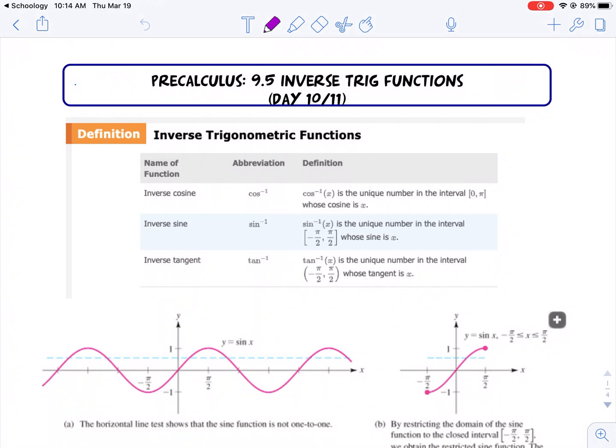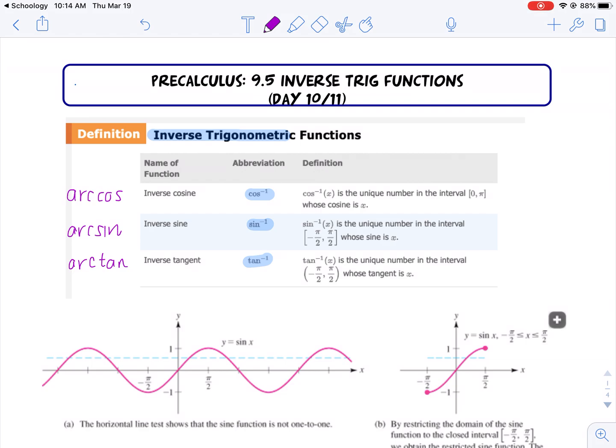Welcome to the 9.5 video about inverse trig functions. So now the biggest thing about inverse trig is the fact that there are restrictions. Inverse trig, which is like cosine inverse, sine inverse, tan inverse, could also be known as arc cosine, arc sine, or arc tangent. So they mean the same thing, just different notation.